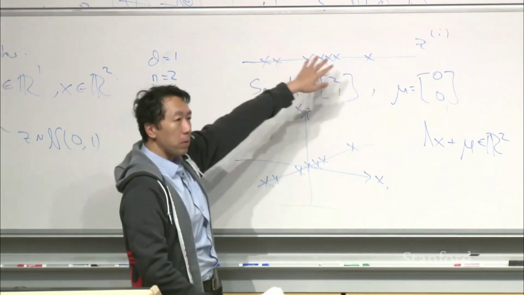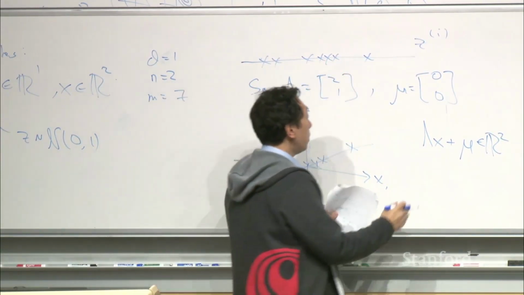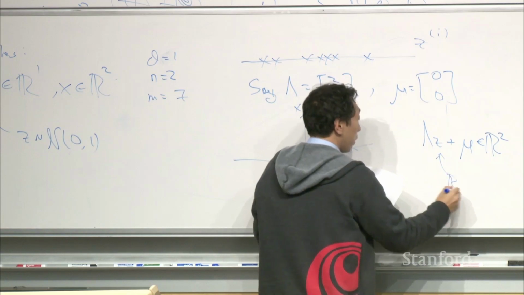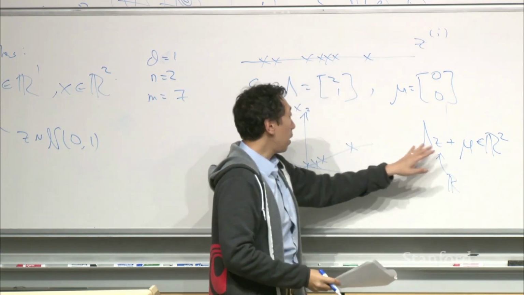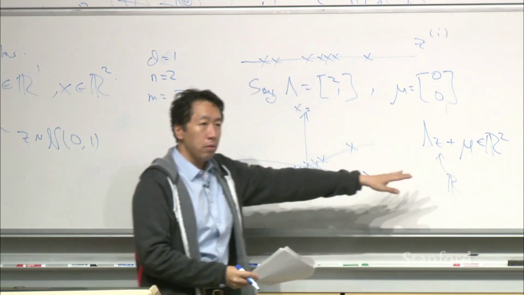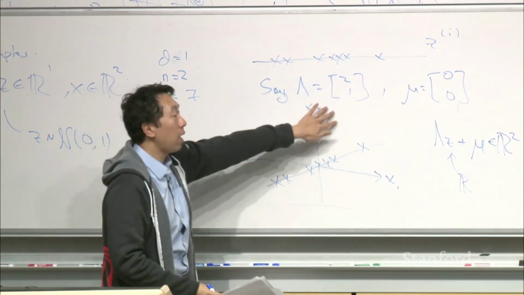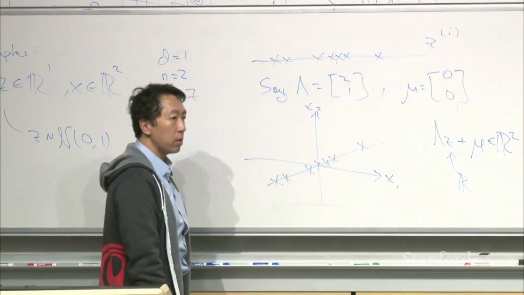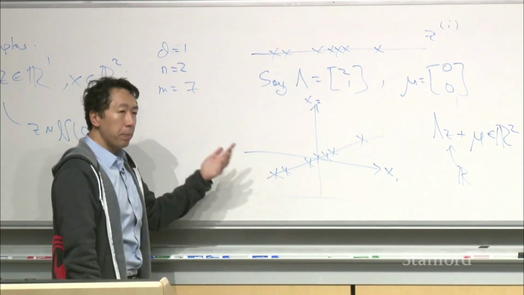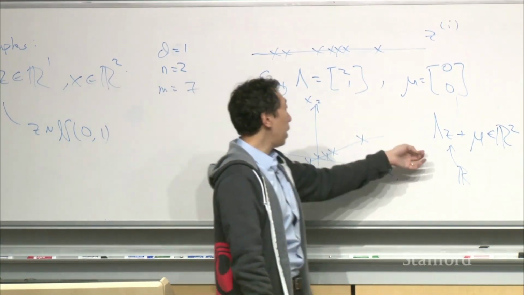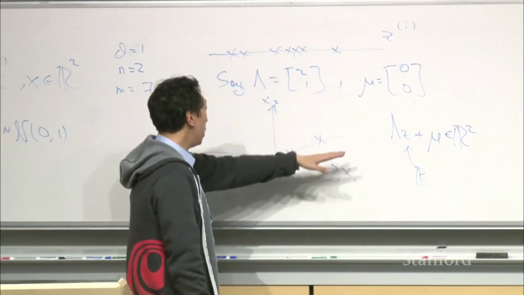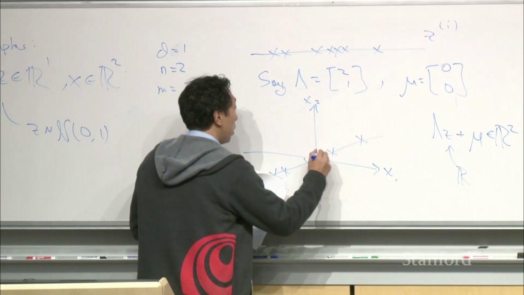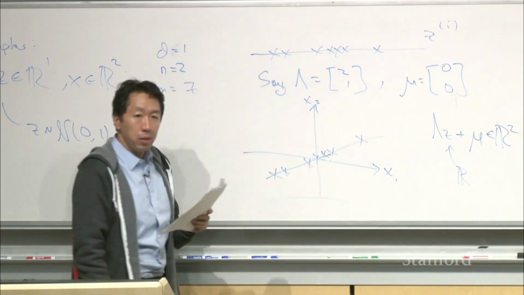Excuse me, this is lambda z plus mu. This is just a row number. And so lambda z plus mu is now two-dimensional, because lambda is a 2-by-1 matrix. So this would be a typical random sample of lambda z plus mu. It's a two-dimensional data set, but all of the examples lie perfectly on a straight line.